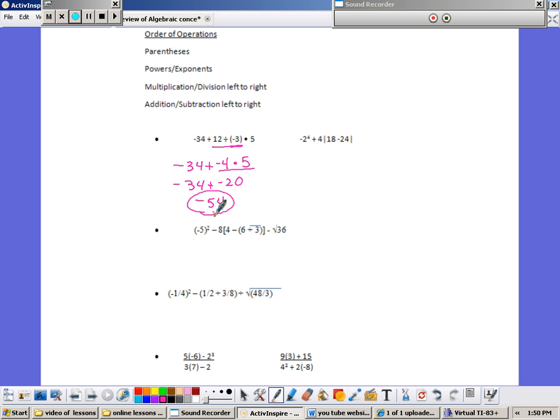Your calculator does everything in order of operations. So you have to remember that because sometimes we don't want it to do order of operations, and I'll have to show you what to do at that point. Okay, so let's go to the next one.